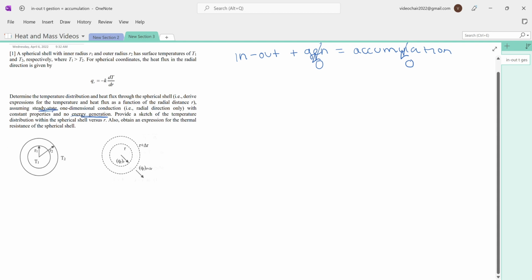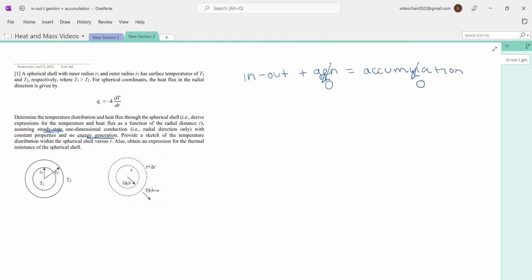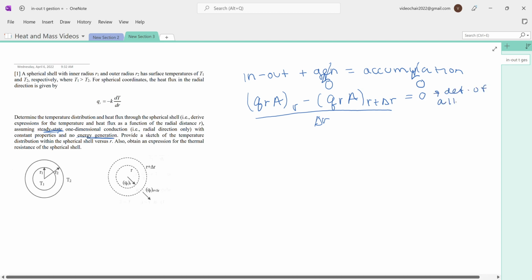So at steady state, we eventually get in minus out equals 0, and our in is going to be Q_r A evaluated at r, minus Q_r A evaluated at r plus delta r, is going to be 0. So we're going to divide by delta r, and that gives us the definition of a limit, which gives us negative d/dr of Q_r A equal to 0.